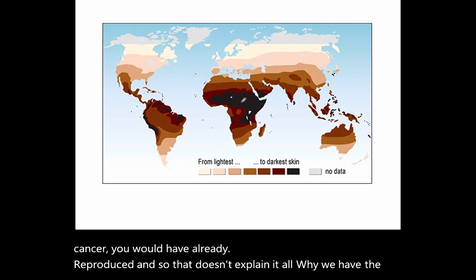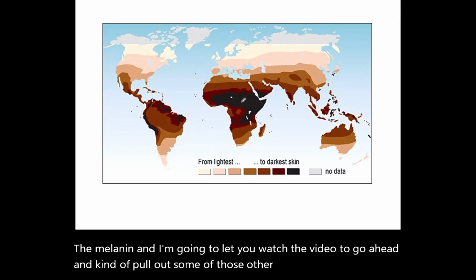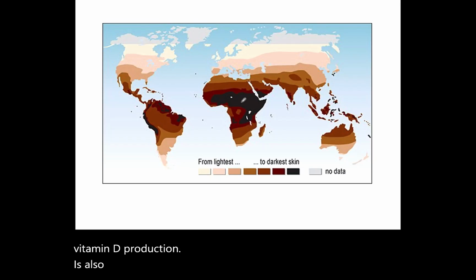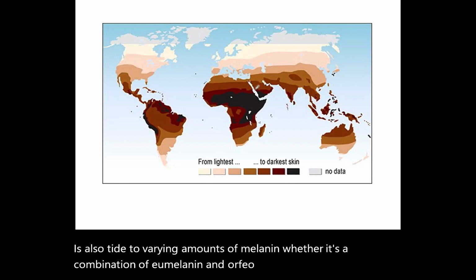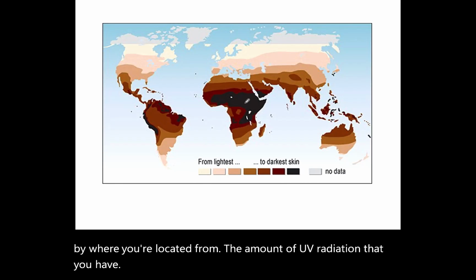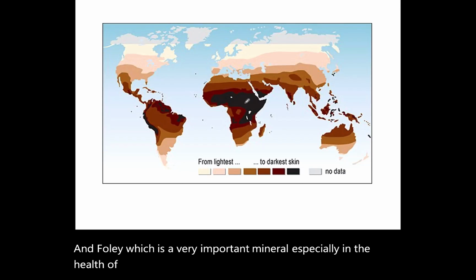And I'm going to let you watch the video to pull out some of those other reasons. I will tell you, vitamin D production is also tied to varying amounts of melanin, whether it's a combination of eumelanin and or pheomelanin. And that is impacted by where you are located and the amount of UV radiation that you have. And folate, which is a very important nutrient, especially in the health of sperm and pregnancy and fetal development within the mother.